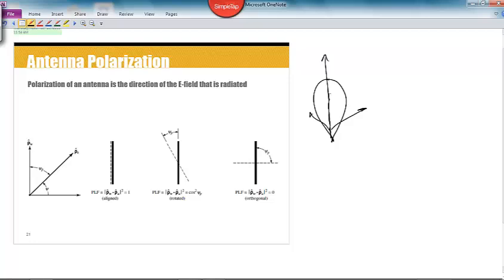So like a plane wave, antennas can be linear polarized, they can be circularly polarized, or they can be elliptically polarized. And as you know, for a linear polarized antenna, the E field vectors are always going to be oriented along the same straight line. For a circular or elliptical polarized antenna, the E field vector traces a circle or ellipse as it travels away from the source of radiation.